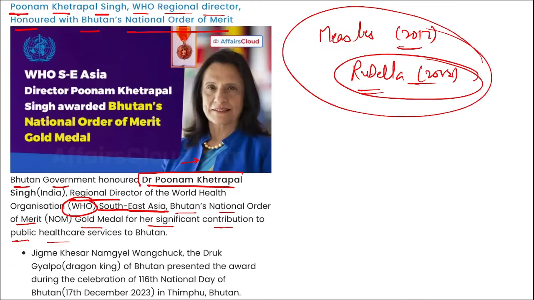It was Bhutan, right? Poonam Khetrapal Singh is a retired IAS officer of the 1975 batch of Punjab Cadre, and in 2014 she became the first Indian and the first woman to be elected as the regional director of WHO Southeast Asia. In 2019 she was re-elected to the post for another 5 years, right?